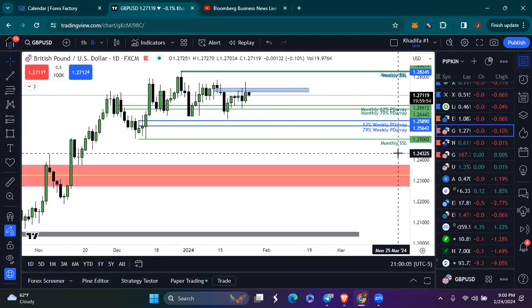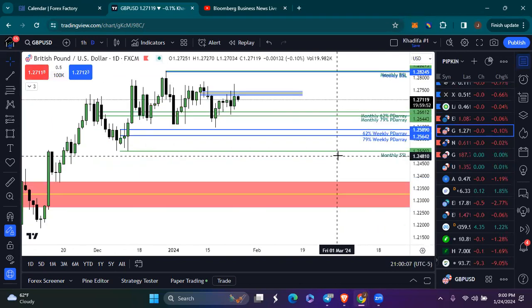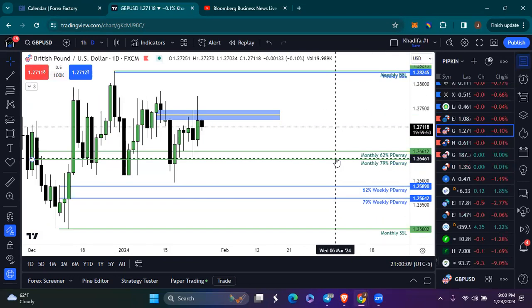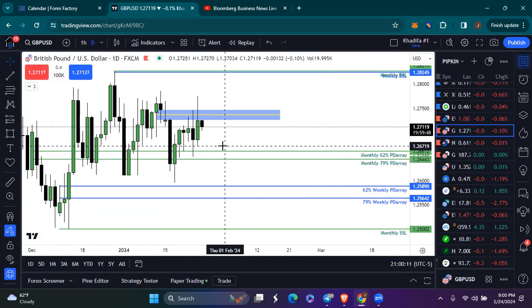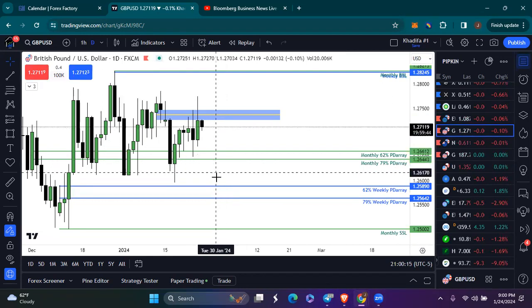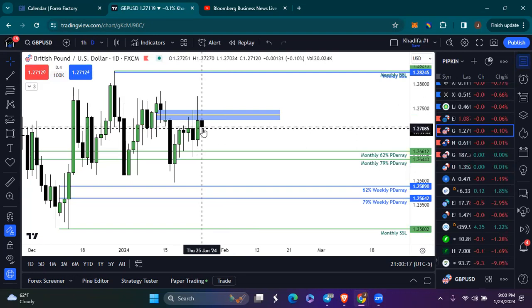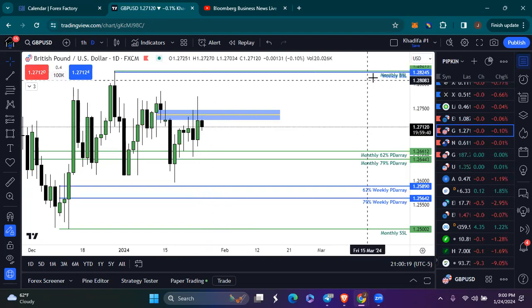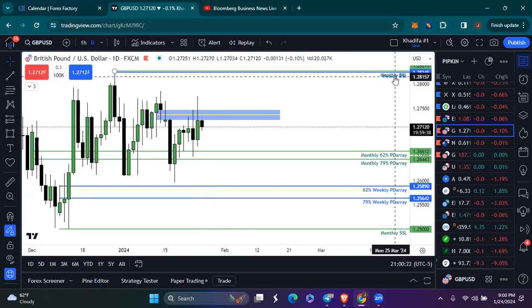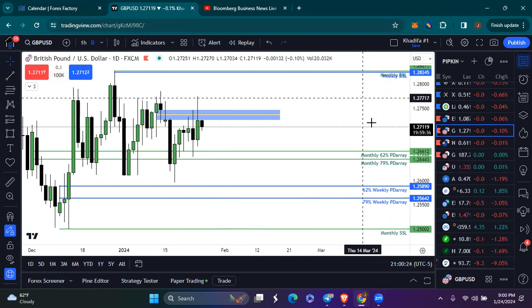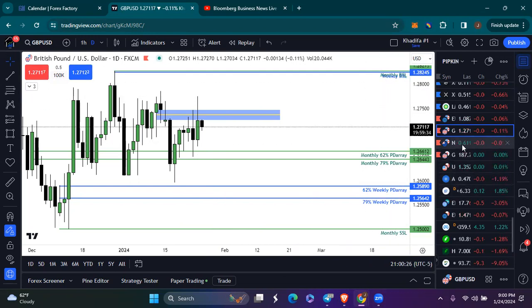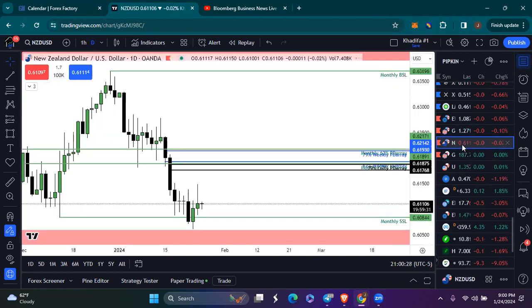Cool beans. Same thing with GBP USD. If the dollar runs higher, we should see pound run lower. If it runs lower, we should see pound target that monthly and weekly buy side liquidity to the upside. It's going to be an interesting rest of the week, guys and gals.